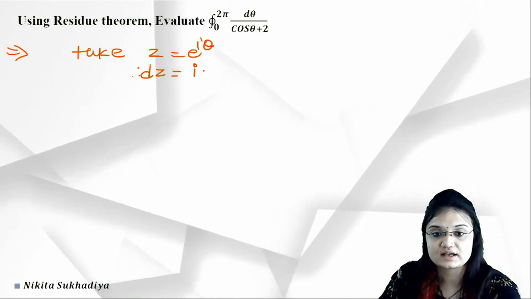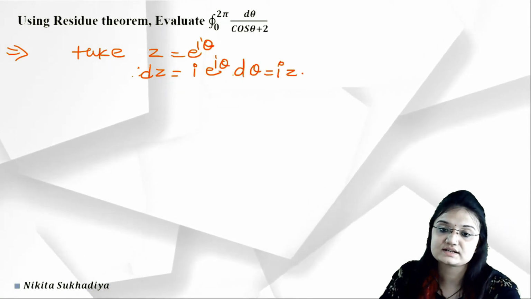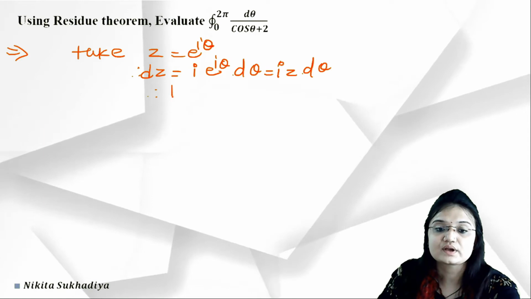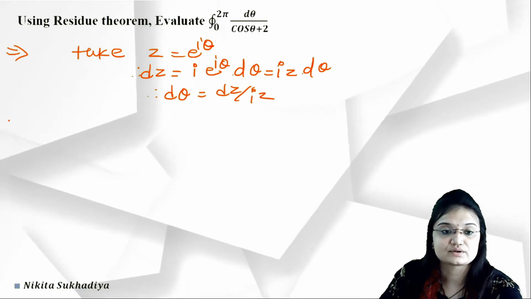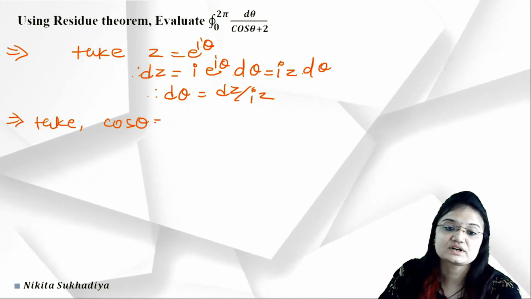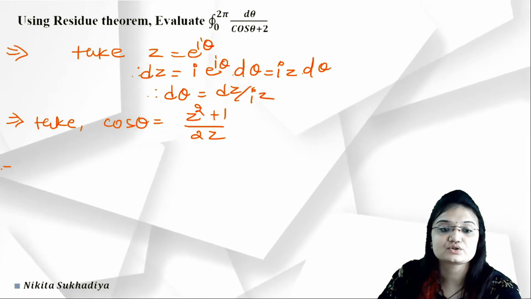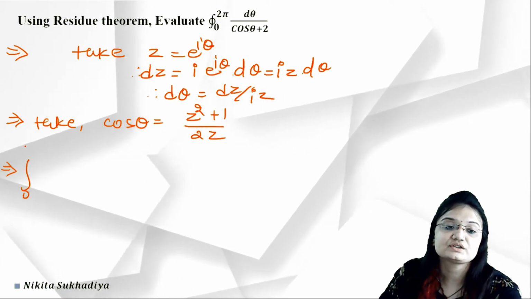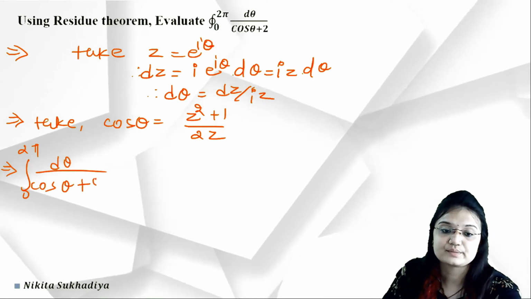So this is i e raised to i theta into d theta. So this is nothing but iz into d theta. Okay, so we can put d theta is equal to dz upon iz. Now second, take cos theta is equal to z square plus 1 upon 2z. Now substitute all this in our integration, that is 0 to 2 pi d theta upon cos theta plus 2.